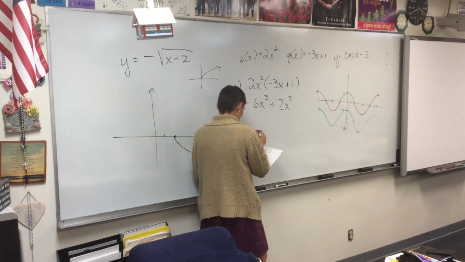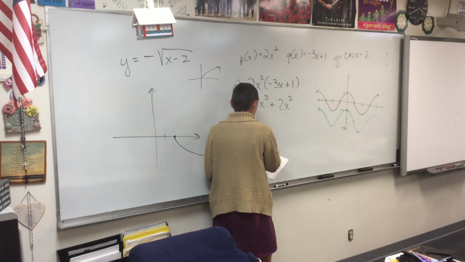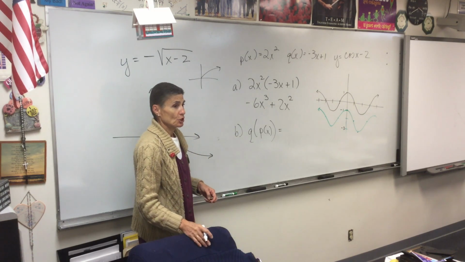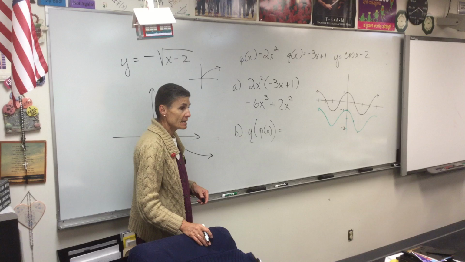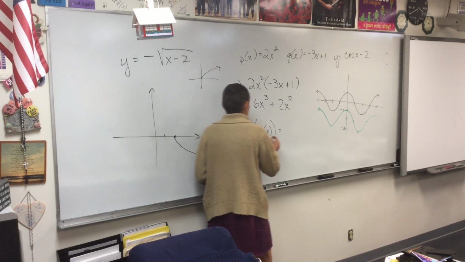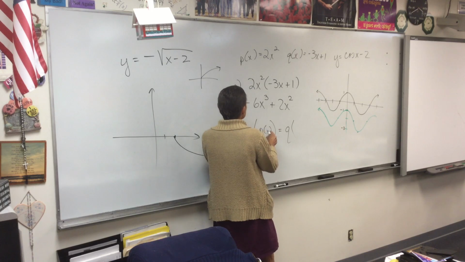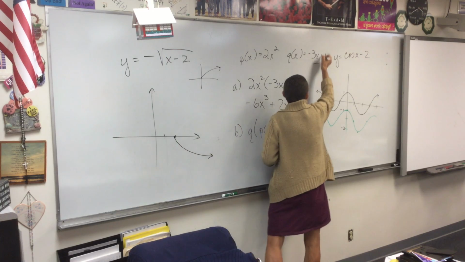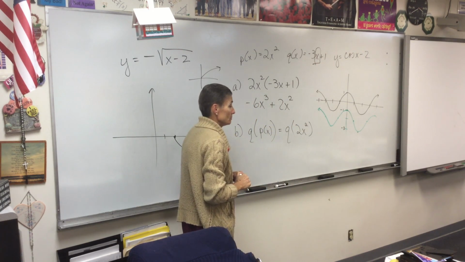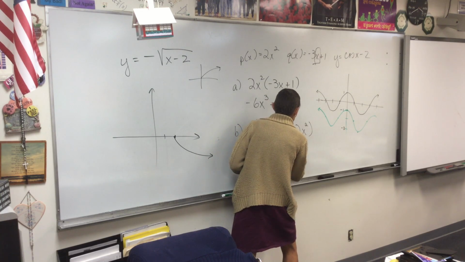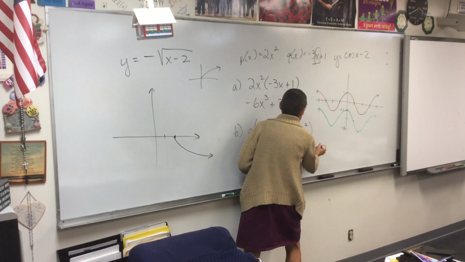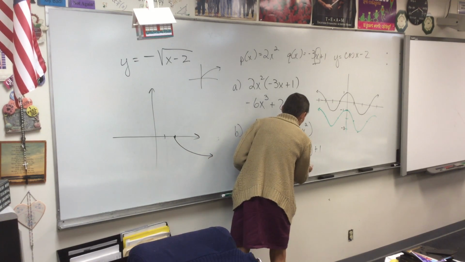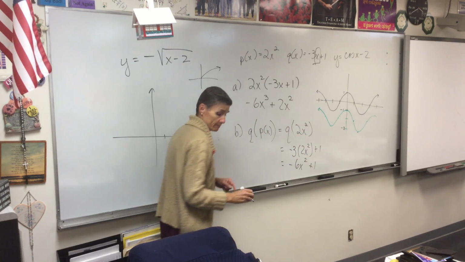All right, and then D. Q of P of X. Now what does that mean? Q of P of X. Take the P and plug it in for P. Exactly. Take P, which is 2x squared, and plug it into Q. So we'll have negative 3 times 2x squared plus 1, which is negative 6x squared plus 1.